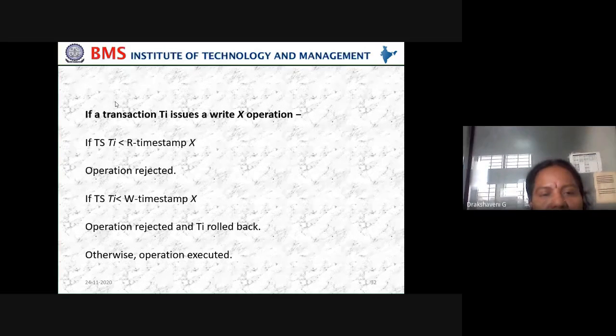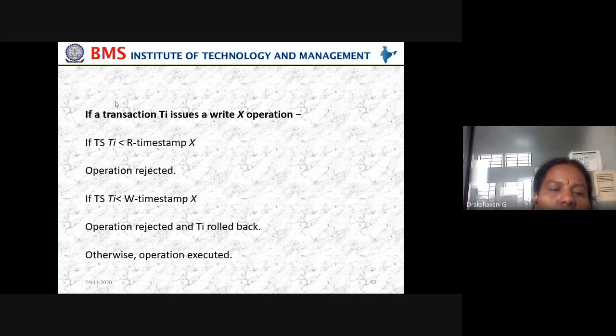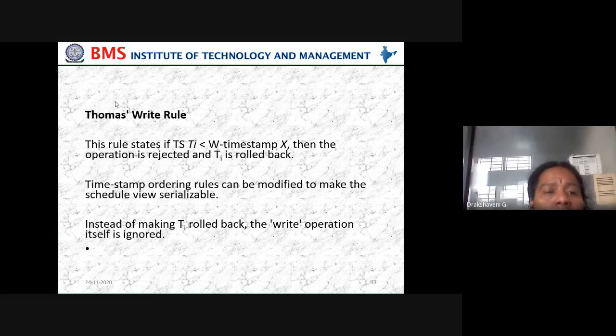If a transaction Ti issues a write X operation, if the timestamp of Ti is less than the R timestamp of X, the operation is rejected. If the timestamp of Ti is less than the W timestamp of X, the operation is rejected and Ti is rolled back. Otherwise, the operation is executed. So we will start with Thomas's write rule.